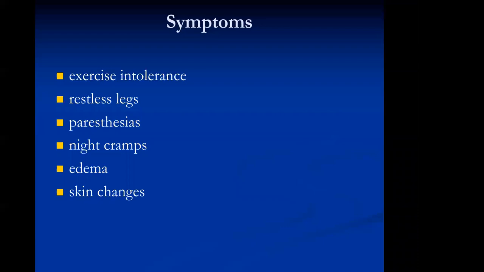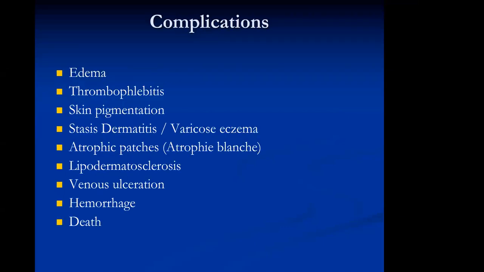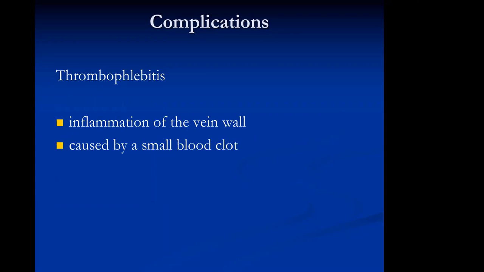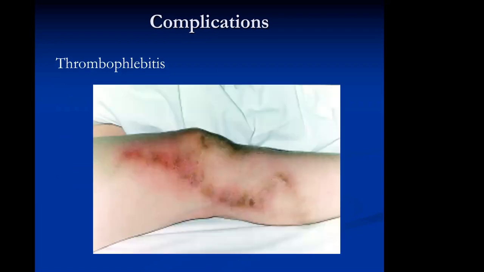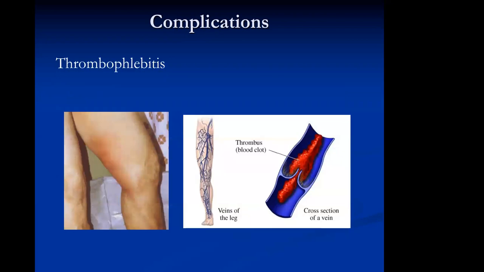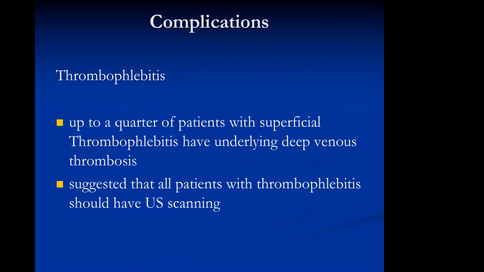As we get into things like edema and skin changes, that's where we start getting into the more significant complications and why varicose veins are important. And we'll have plenty of examples here that we'll go through a little bit more quickly, and we can come back and ask some questions at the end. But thrombophlebitis, I'm sure most people here in the office have seen. It's basically thrombosis causing inflammation.